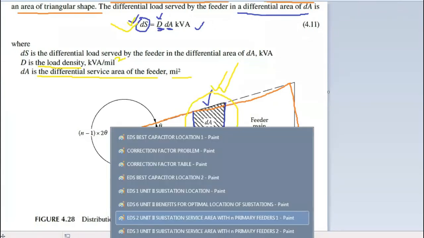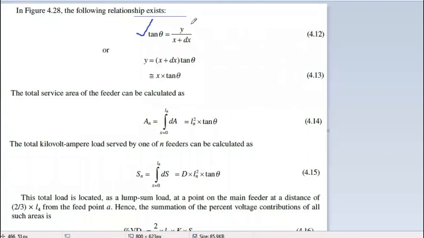Here we can calculate what is the tan theta. Tan theta equal to y by x plus dx. Here y equal to x plus dx into tan theta. Here for the simplification, we are neglecting this dx, and it is approximately equal to x into tan theta. Y equal to x into tan theta.